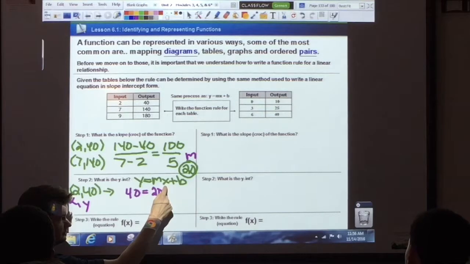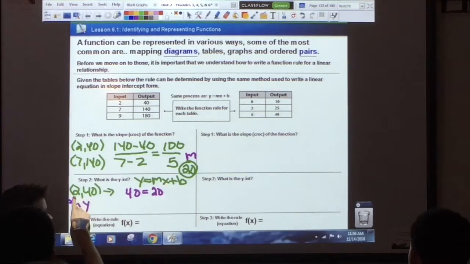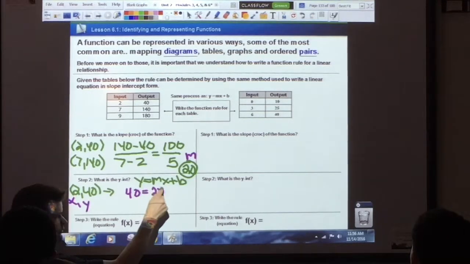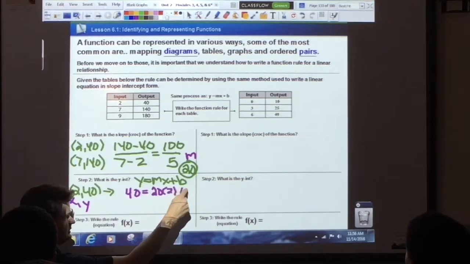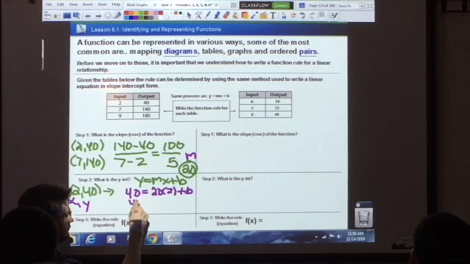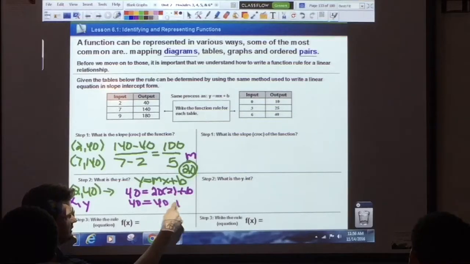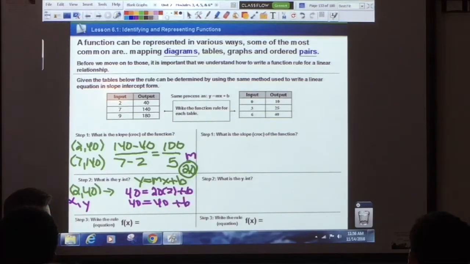Oh, x plus... No, we know the x. What's the x? 2. 20 times 2 plus b. That gives me 40 equals 40 plus b. I think we all know what's going to happen to these 40s. What's going to happen to them? Subtract. They're going to cancel out. 40 minus 40. So that means my b here is 0.